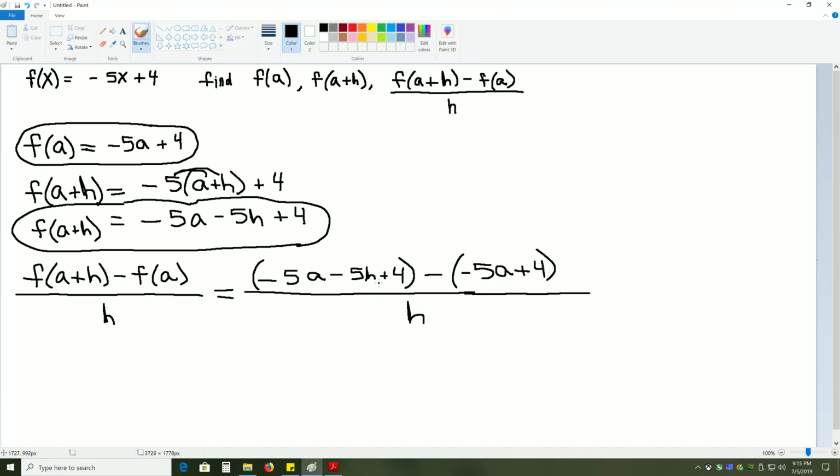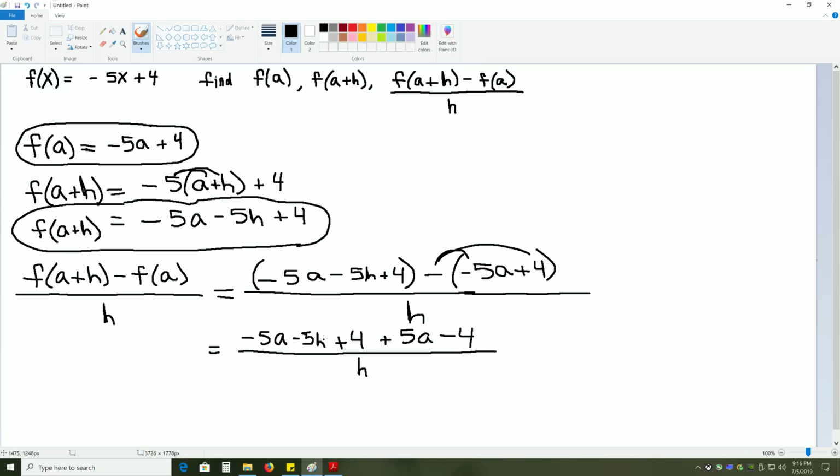So to start simplifying this, the first thing we have to do is distribute this negative and simply remove these parentheses in the front one because there's nothing multiplied to the outside of them, which gives us negative 5a minus 5h plus 4 plus 5a minus 4 all over h. And the plus 5a minus 4 is when we distributed that negative.